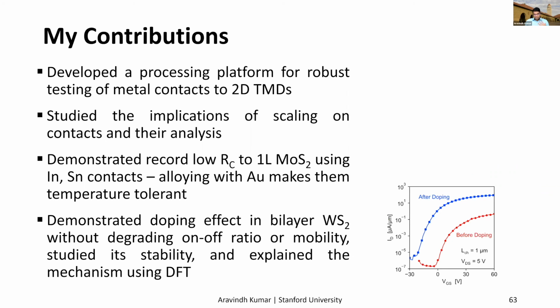And finally, we experimentally demonstrated N-type doping in bilayer WS2 using these Al2O3 layers without degrading the on-off ratio or mobility. And we studied how stable these doping techniques are. And it turns out we need a much thicker encapsulation layer to make them more stable. And DFT calculations showed that this doping is largely due to aluminum surface termination and oxygen vacancies in the Al2O3 layer.